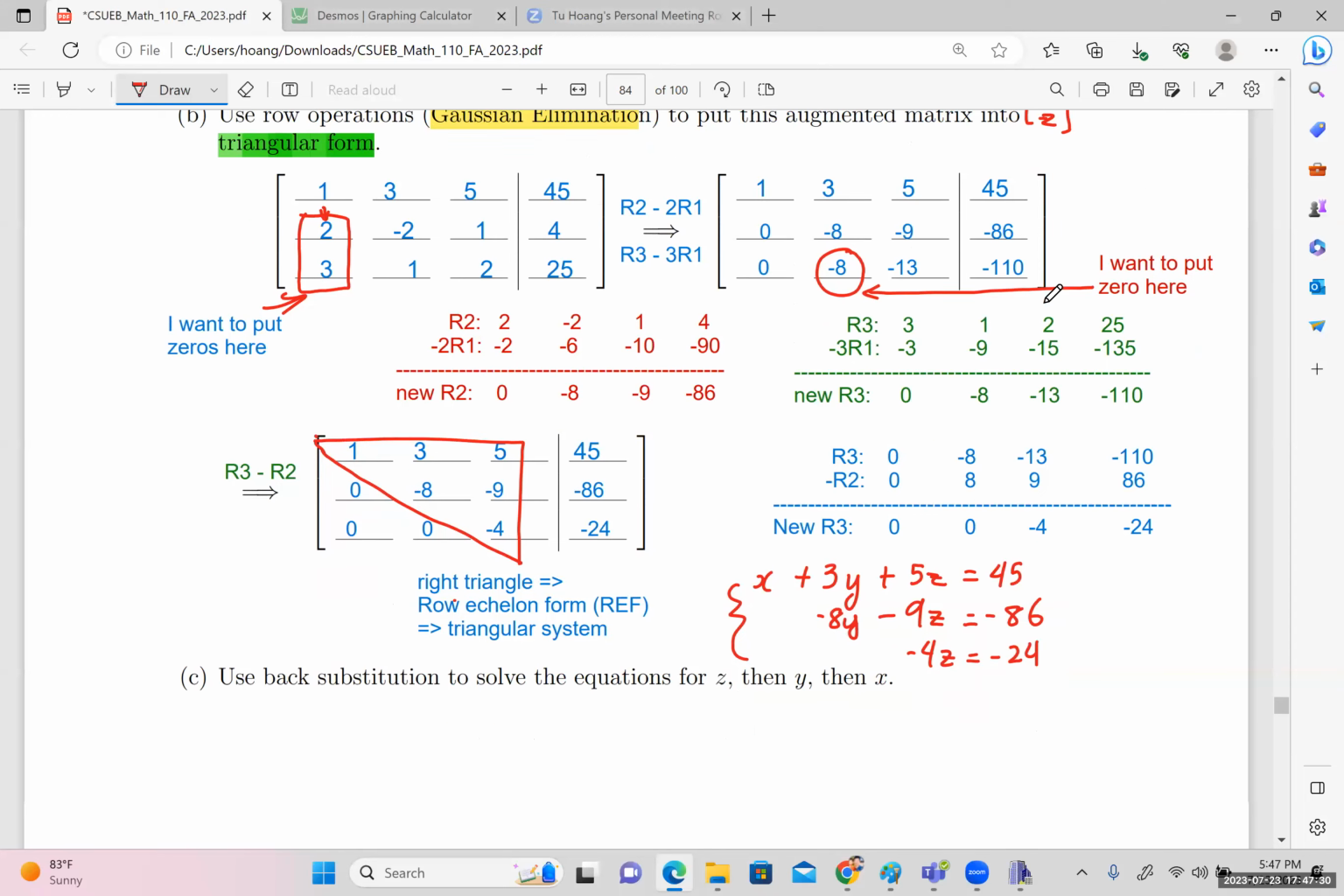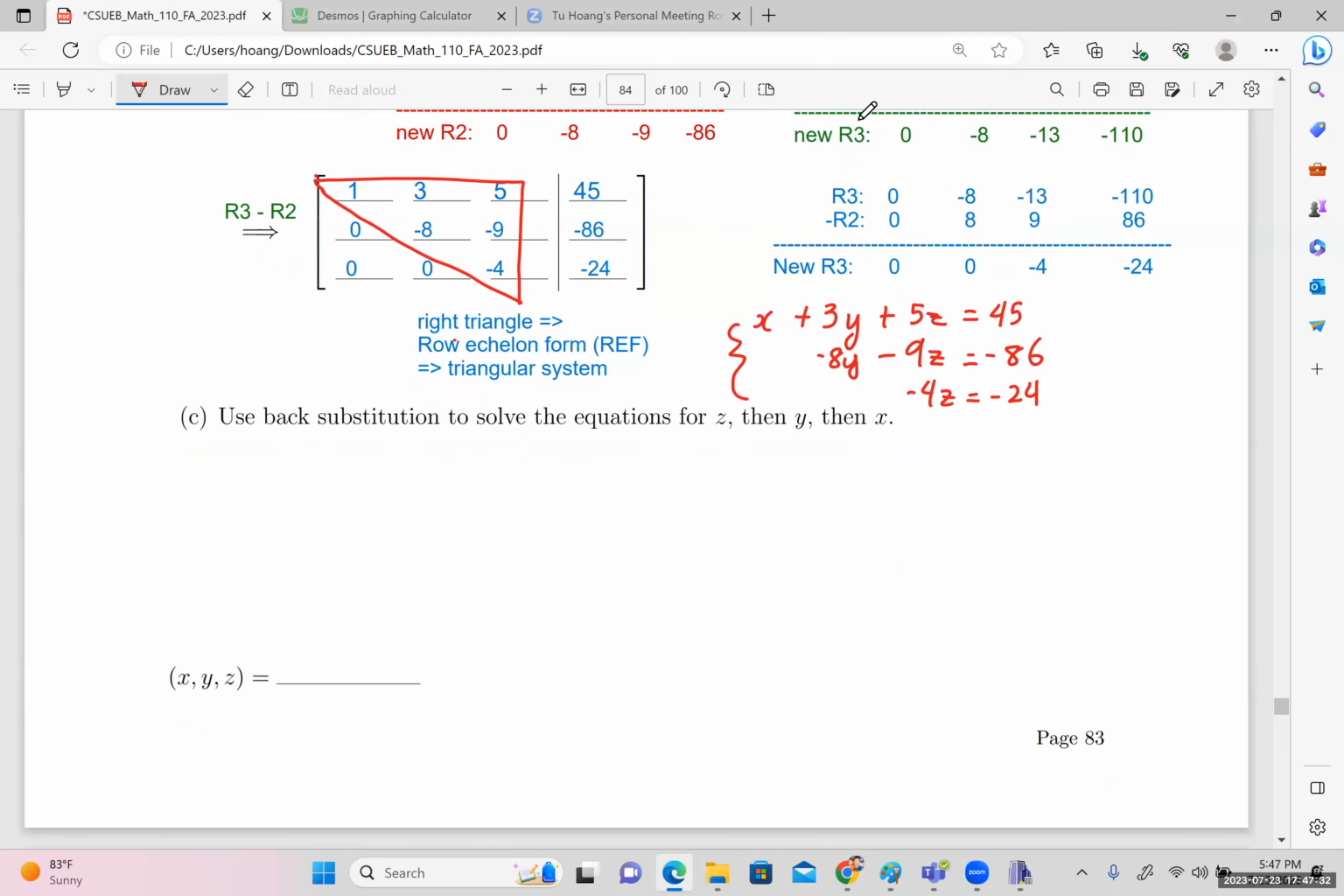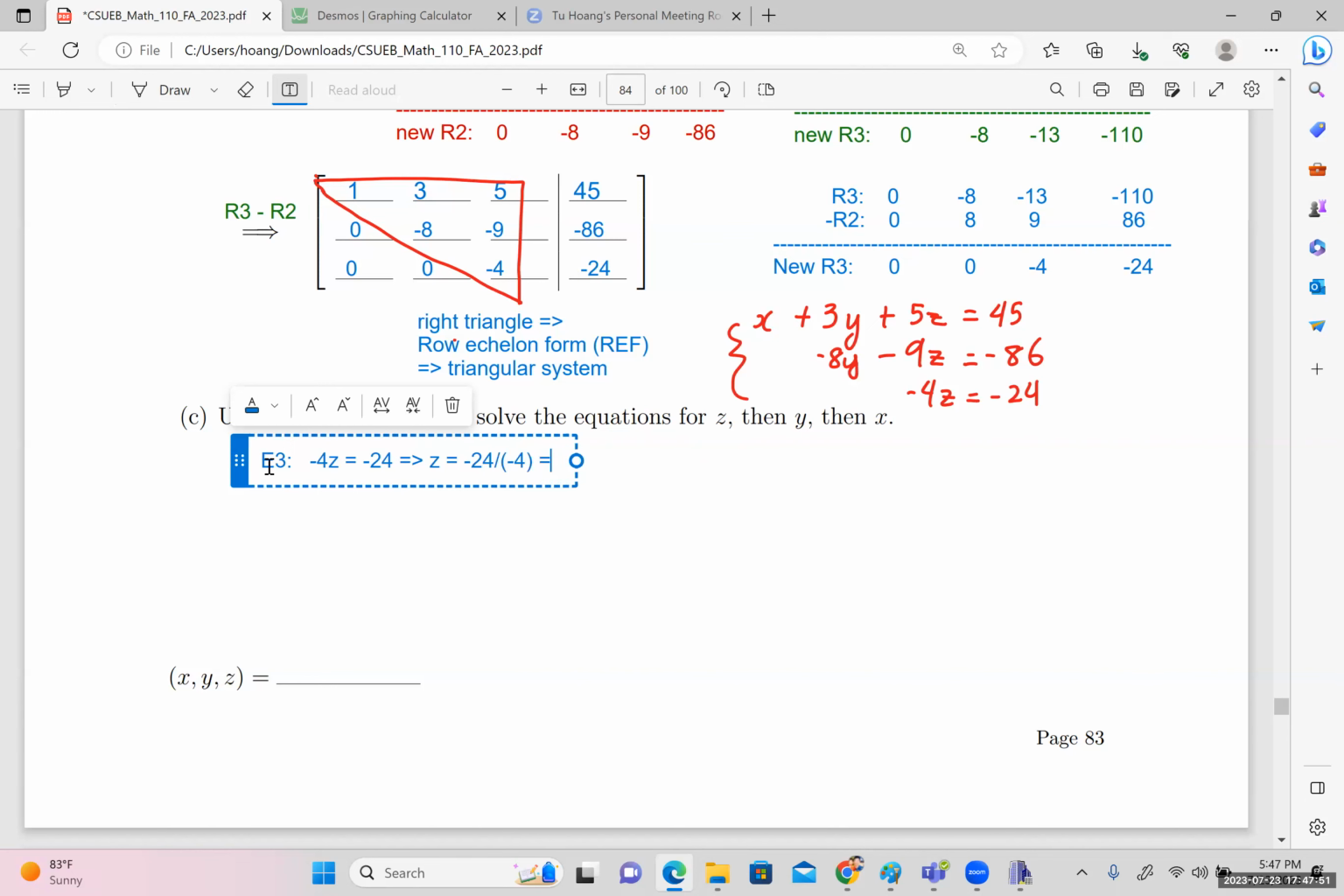Okay, now we're going to use back substitution to solve the equations for z first, right? And then y and x. So let's start with equation number 3, which says negative 4z equal to negative 24. So you're going to have z equal to negative 24 divided by negative 4, which gives us z equal to 6.